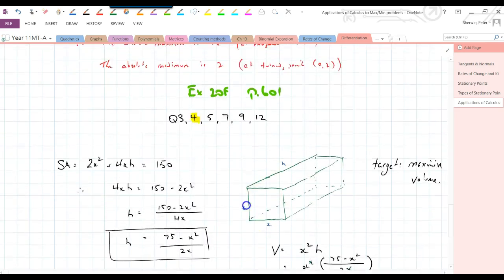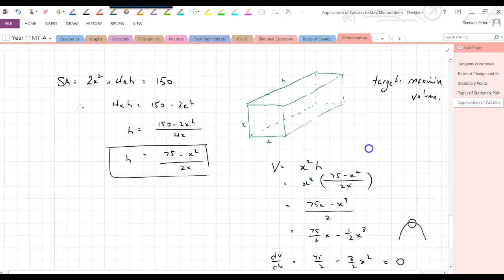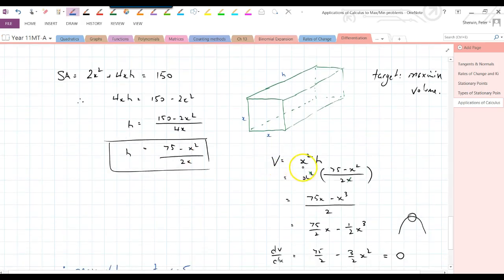Okay, so just to recap the question, it looks like this. We're given some information about the surface area. We use that information to form an equation and make one of the variables in terms of the other, so make one of them the subject, in this case h. Often we're guided that way through the question. We then write the expression for the volume. We replace h with our expression in x so that we've got volume in terms of x only.